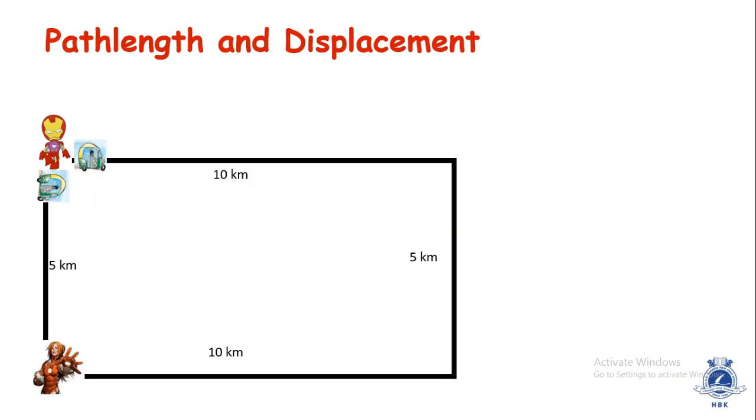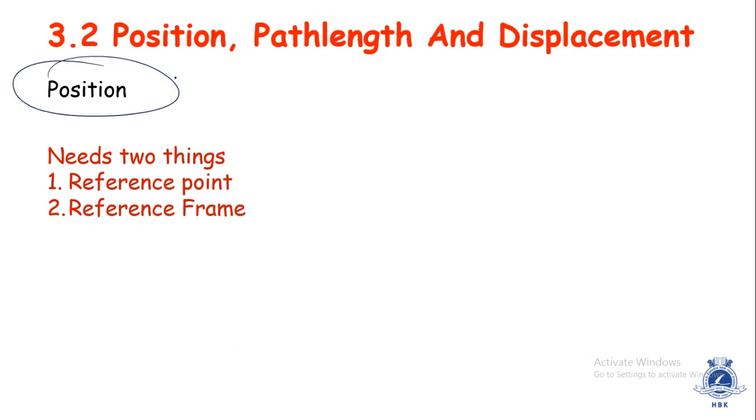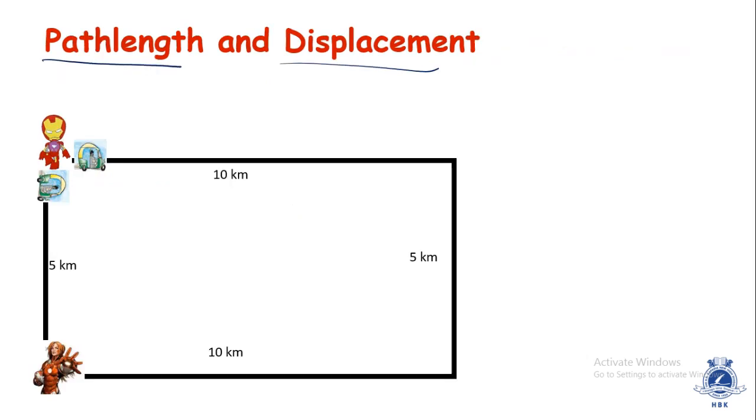Let's go further. Let's have another example, the basic definition of path length and displacement. I'll give you an example, and with the help of that example you will be able to understand what exactly path length and displacement are. First of all, I think the concept of position is clear. Position needs two things, reference point and reference frame. Now the later part is path length and displacement. So here I have given a fine example to understand path length and displacement.